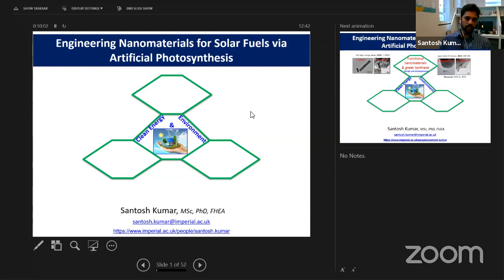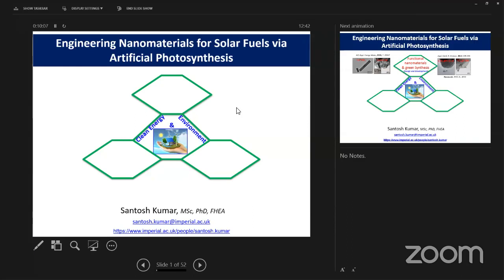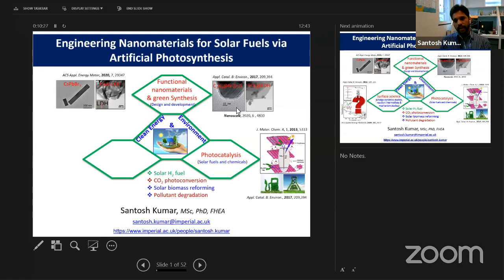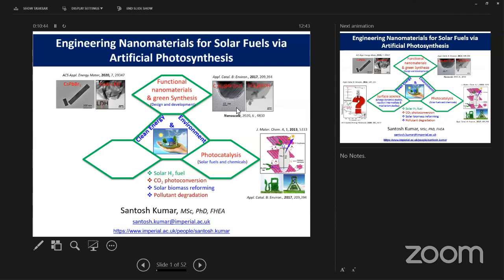So my research activities are particularly in the clean energy and environment center. One of the major areas I focus on is making functional materials. And recently we also started developing green synthesis methods for making these nanomaterials. Another area is the application, that is particularly photocatalytic applications for solar fuels and environmental remediation. For example, solar hydrogen production, and also you can convert carbon dioxide into various low carbon fuels.